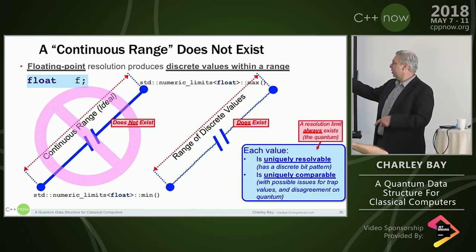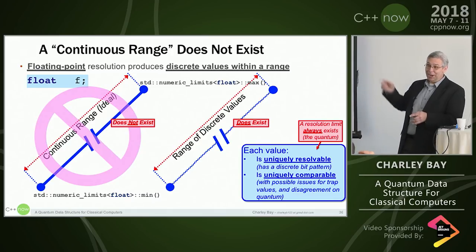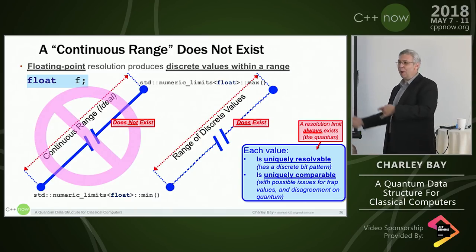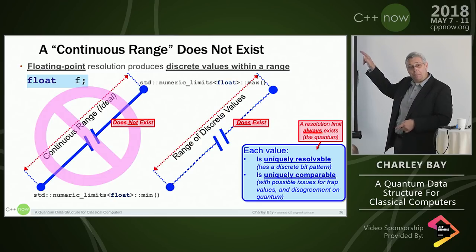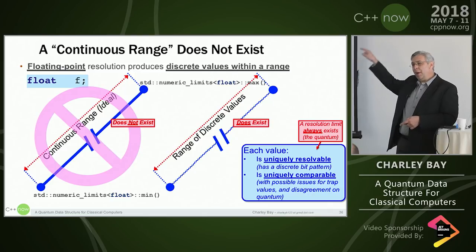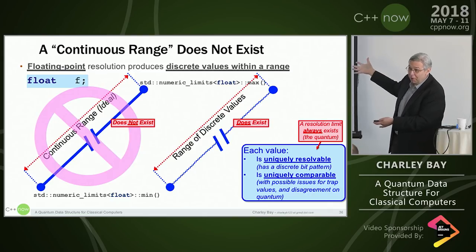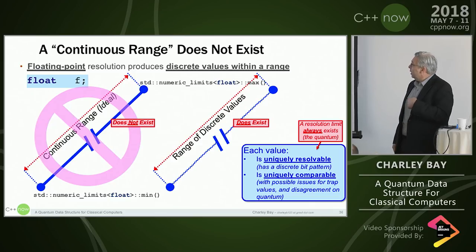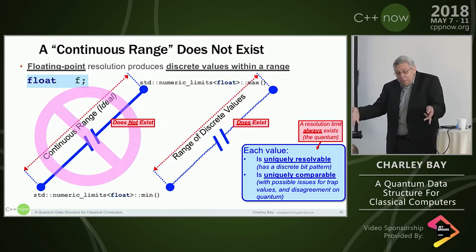Now, in the case of floats, that stair step is not a linear distribution. That's a little weird, but that's the quantum problem. But it's a stair step. So if you jump atomically from one value to another value, there are a lot of values to pick from. That's going to be your quantum jump for float. And the resolution limit exists. There's a bit pattern that we recognize.